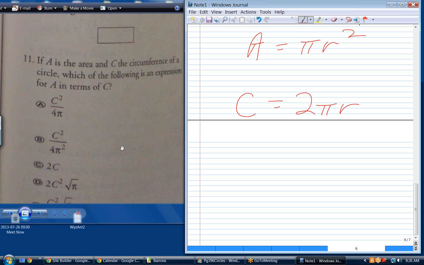Quite frankly, it was this problem that I had just finished looking at when I was doing the other problem that I took so long to do. Because the solution to this problem is what I did in the other one. How can we relate A to C? Because that's what they're asking for. They want us to relate A in terms of C. Well, we've got A in terms of R, and we have C in terms of R.